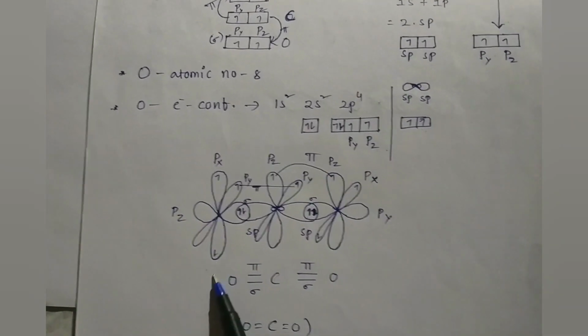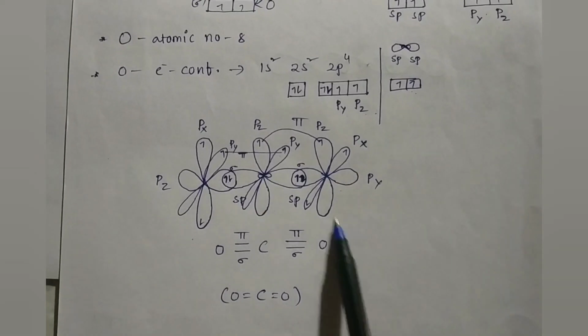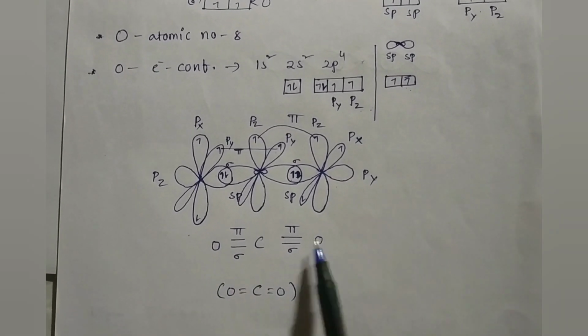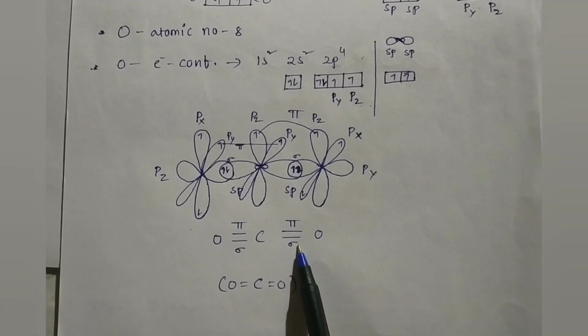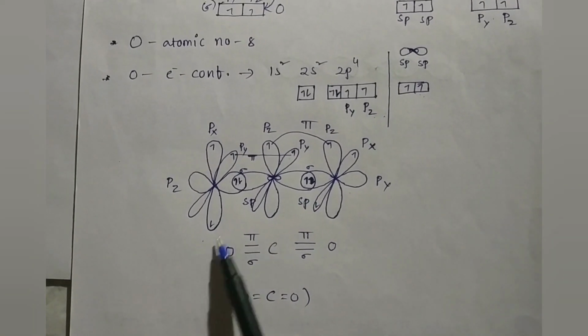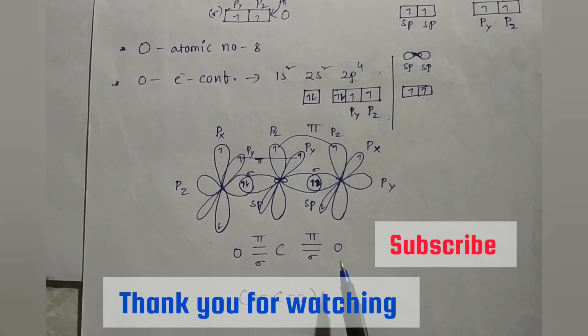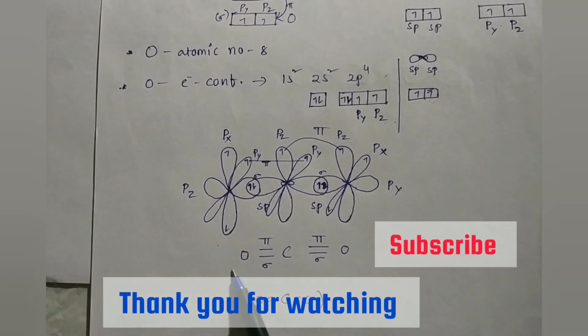So like this we can represent a simple representation of the bonding between carbon and the two oxygens. So this is the molecule formation by hybridization and overlapping with two oxygens.